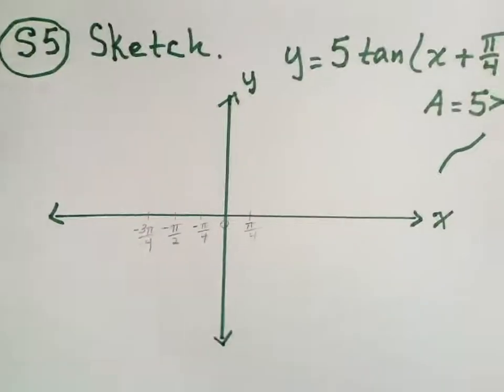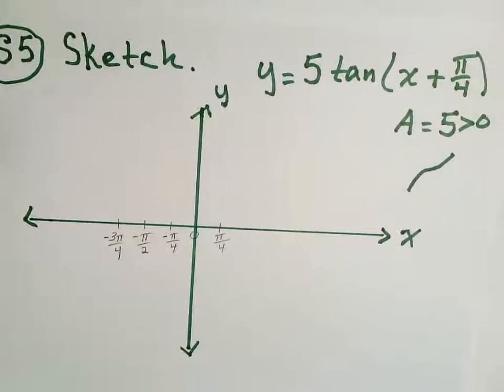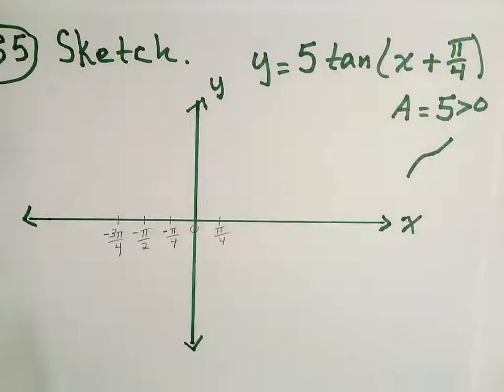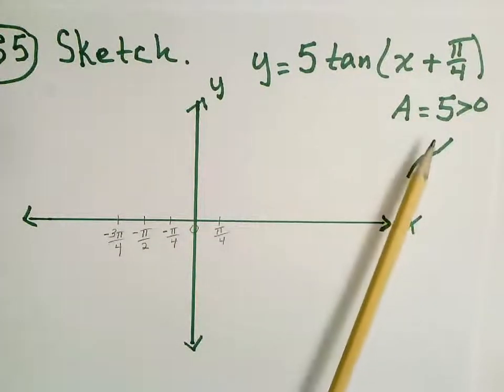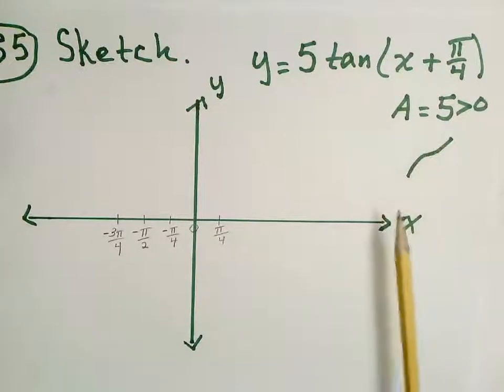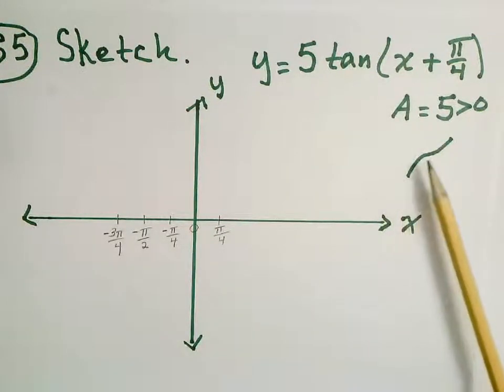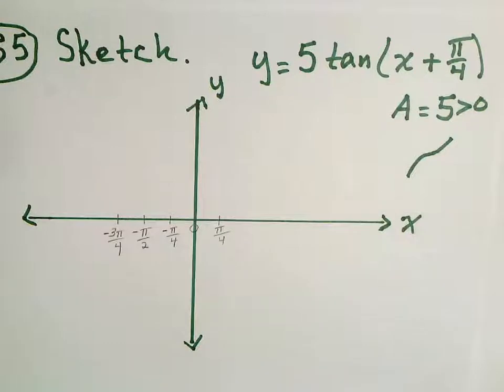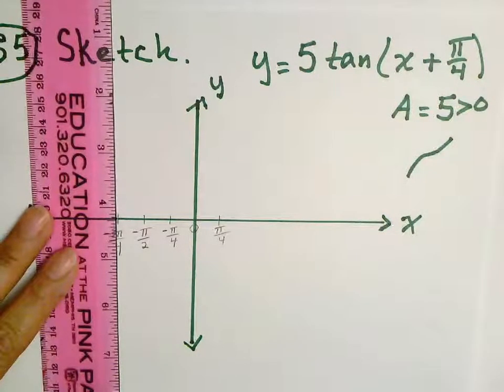Now we're ready for our step 5, where we're going to sketch our tangent curve here. And notice that the A is greater than 0 because A is equal to 5. So as we move from left to right, the tangent curve is going to be an increasing function. So we're going to put our 5 critical numbers. You see, negative 3 pi over 4, negative pi over 2, negative pi over 4, 0, and pi over 4. We're going to put our vertical asymptotes.